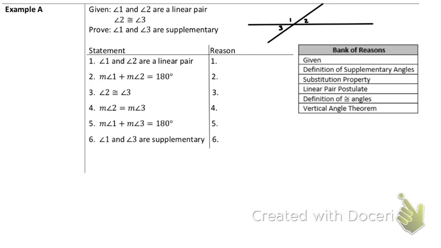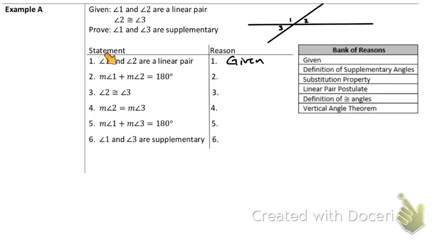Okay, let's do this example. Again, here's our bank of reasons. I have done the statements for you. We just have to figure out the reasons. So we're going to use this diagram for this example. In our first statement, we're saying angle 1 and angle 2 are a linear pair. Why can we say that? Because it is given to us. So I'm going to write given. Bam, we're done.